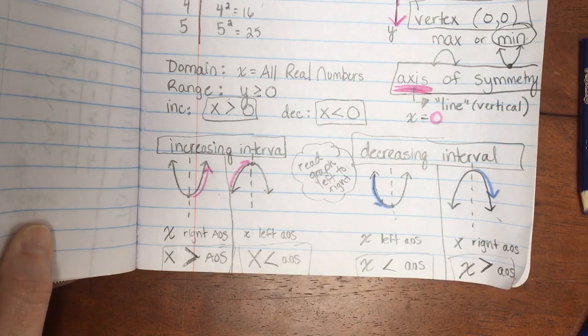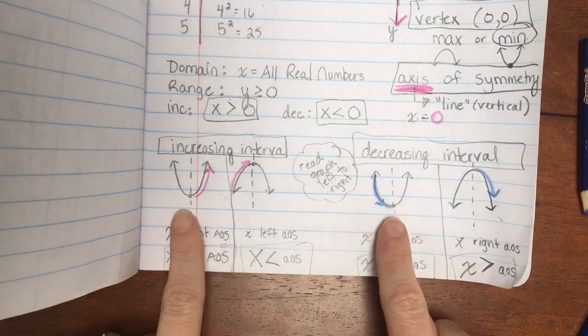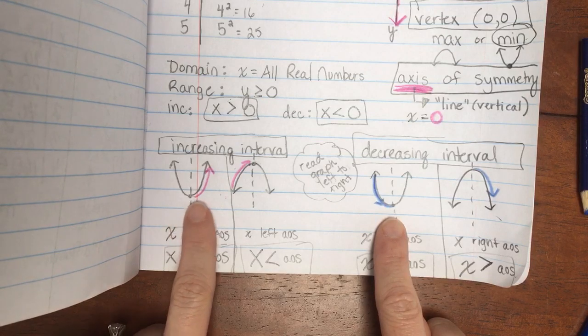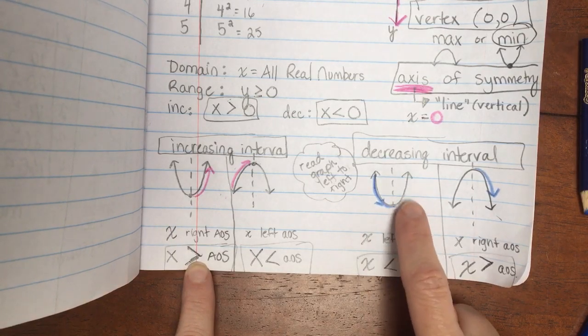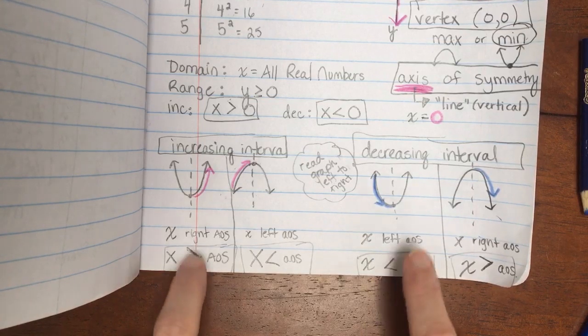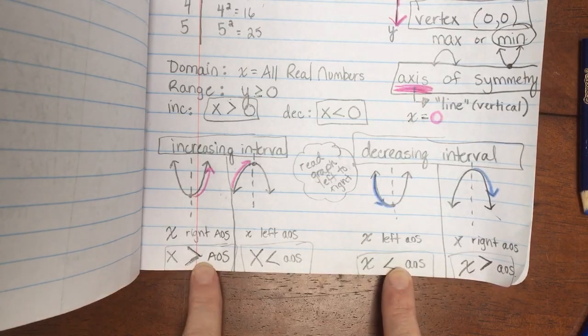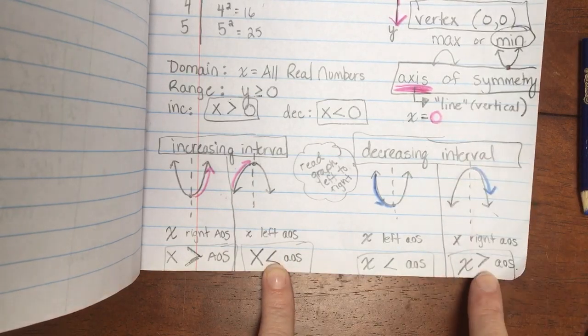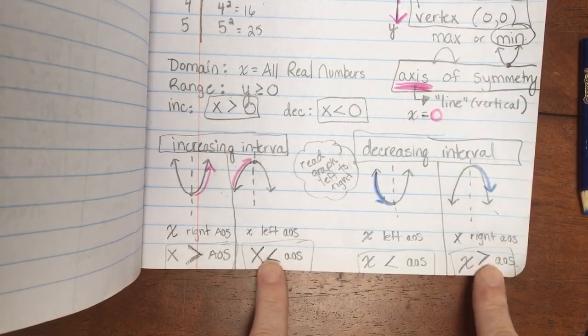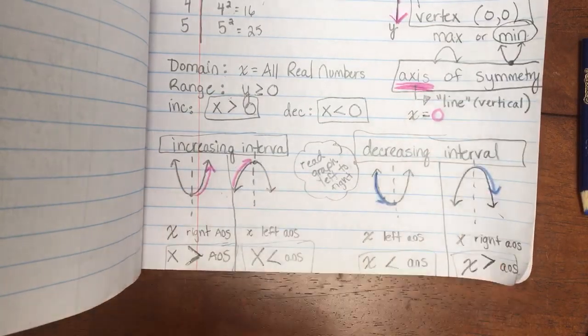They're always also going to be opposites. So notice how you'd have a parabola that's opened up. If it's increasing, it's going to be greater than your AOS, and then the other one would be less than, if it's opened up. If it's decreasing, your increasing side would be less than, and then your decreasing side would be the opposite. So these are always opposites, depending on if it's opened up or down.